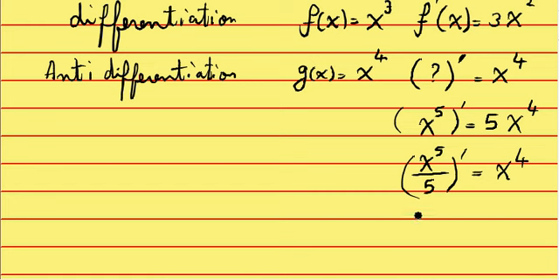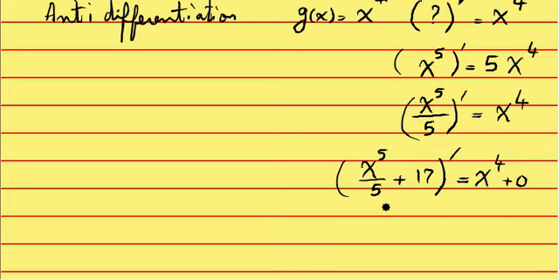Except for one tiny problem. If I had any constant in my function, any constant such as say number 17, if I have a constant here and I differentiate, I still get x to the power of 4 because the derivative of that constant is just 0. It doesn't matter what constant I have here, same thing is going to happen.